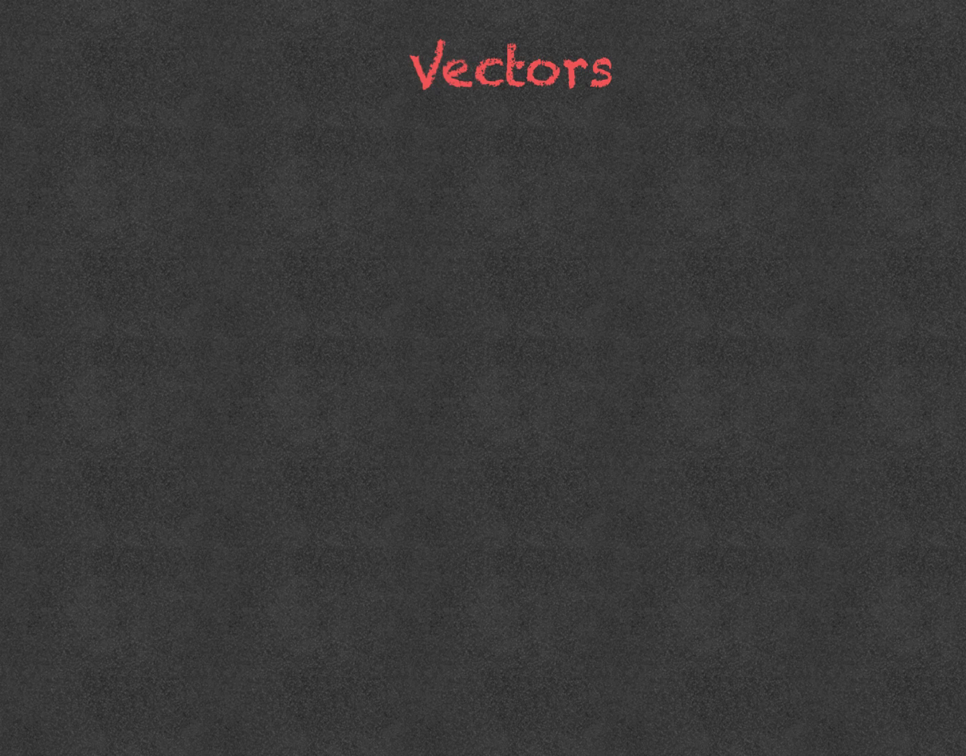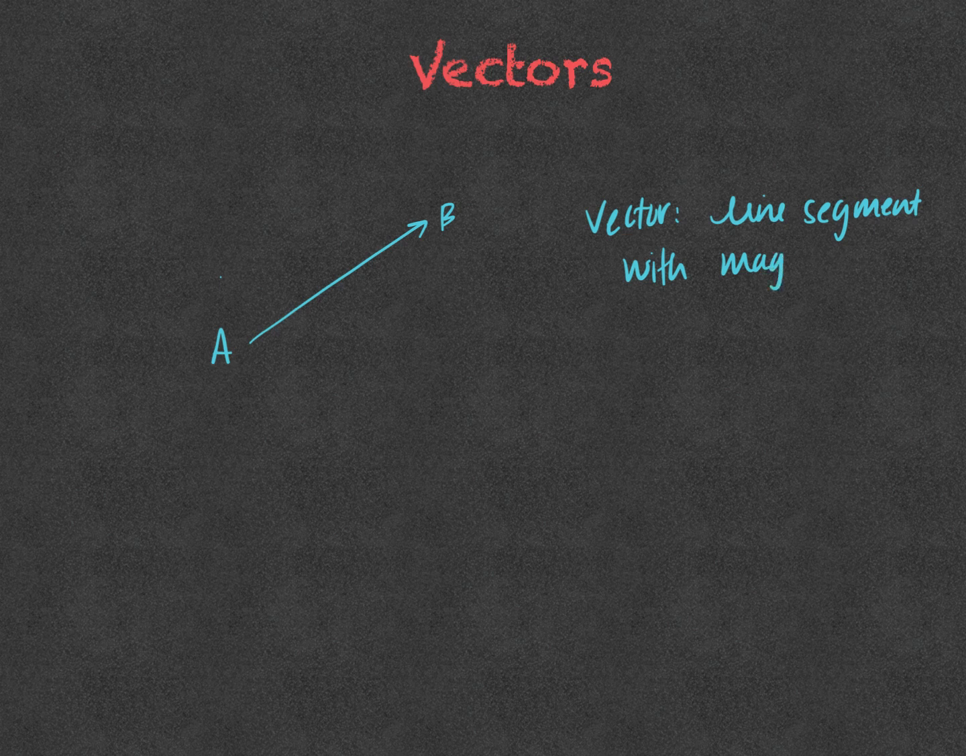We use vectors a lot in math and science, and you have done vectors in physics, so hopefully it's not that big of a deal. But consider that here we have A, and we have a vector that goes to B. So a vector is a directed line segment. Let's define a vector as a line segment with magnitude and direction. What that means is it has both a length and a direction.